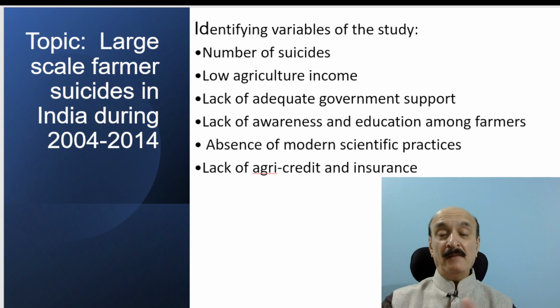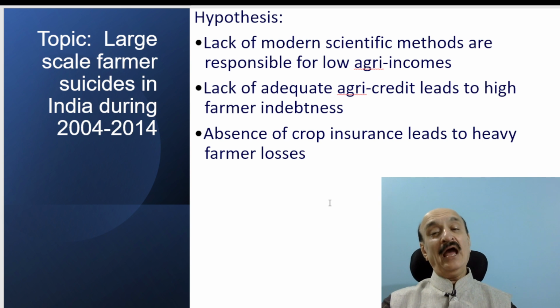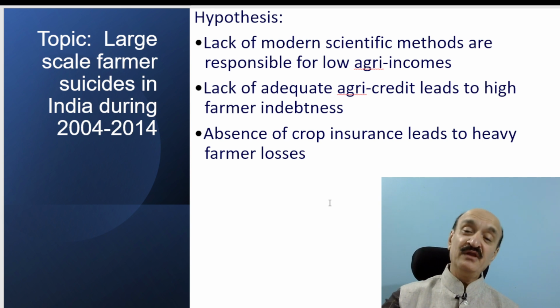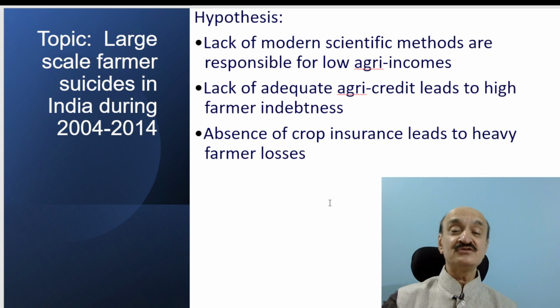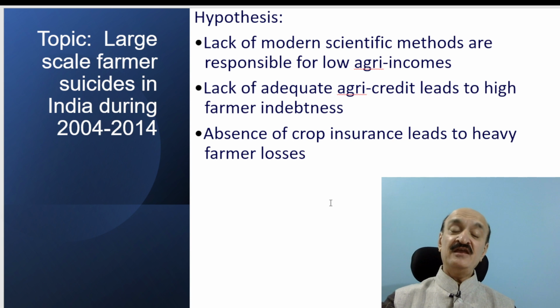Now we have to create a relationship between these variables, and that is a hypothesis. So, lack of modern scientific methods are responsible for low agri incomes. So, independent variable is lack of modern scientific methods, and dependent variable is low agri income. Lack of adequate agricultural credit is leading to high farmer indebtedness. And lastly, absence of crop insurance leads to heavy farmer losses. I hope you have understood the concept of hypothesis.